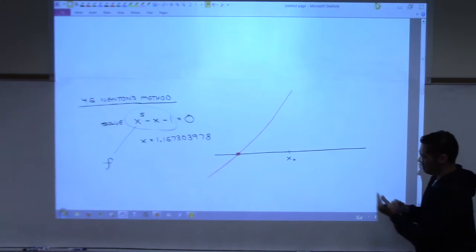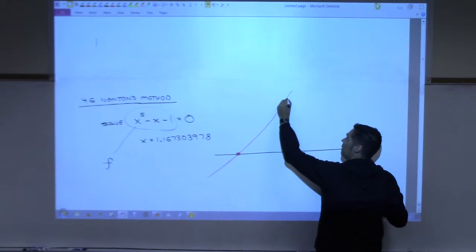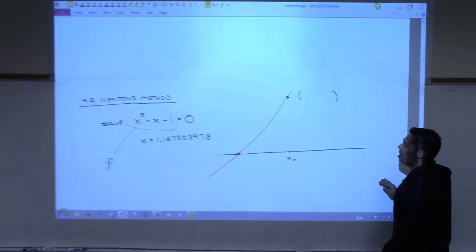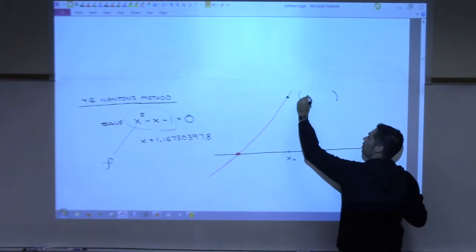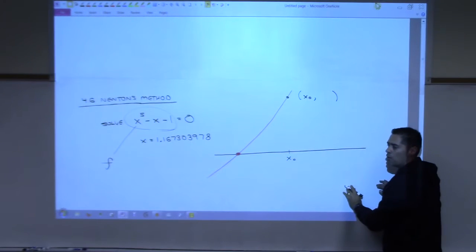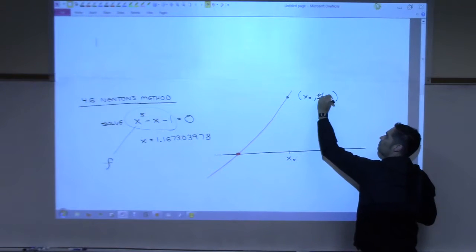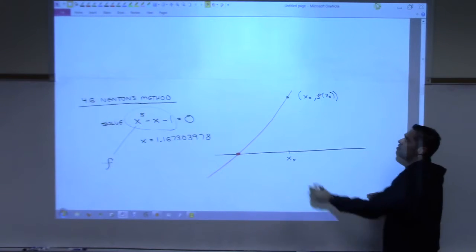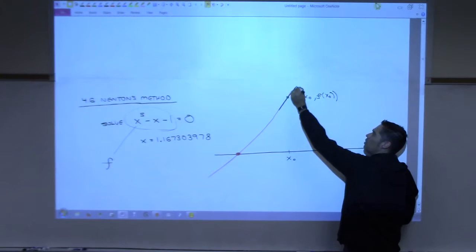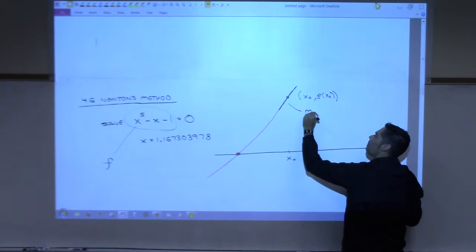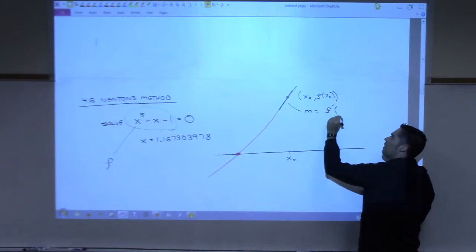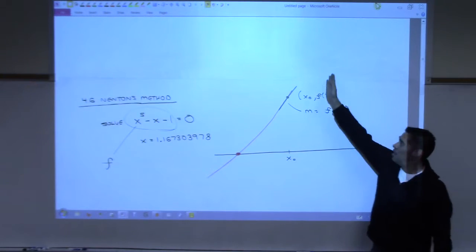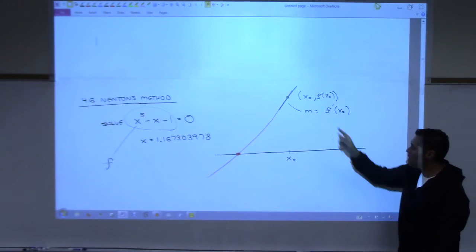All right, so let's plug it in here. When I plug that in there, that creates an ordered pair. That ordered pair has as an x-coordinate x sub 0. That has as a y-coordinate f of x sub 0. Okay. What is the slope of the tangent line here? Good. It's the derivative of the function at x sub 0, isn't it? What's the equation of the entire line then?